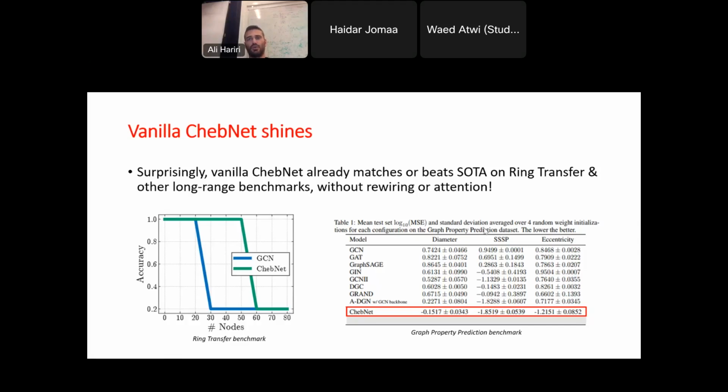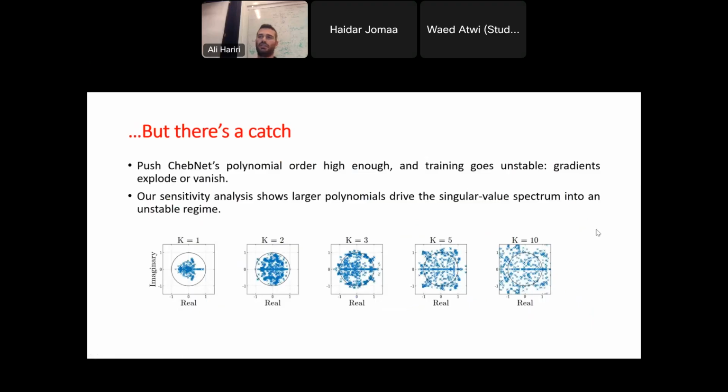But is ChebNet really perfect? Does it have some limitations? Can it solve everything? It turns out we need to slow down a bit, because apparently it does still have some limitations, which are the following. In fact, we did some dynamical system analysis of ChebNet, and it turns out we can perform well up until a certain range, up until, let's say, K equal to 3 to 5.